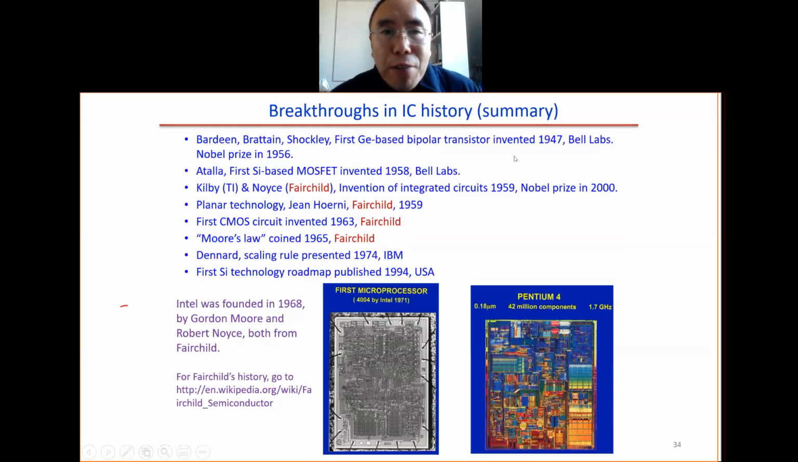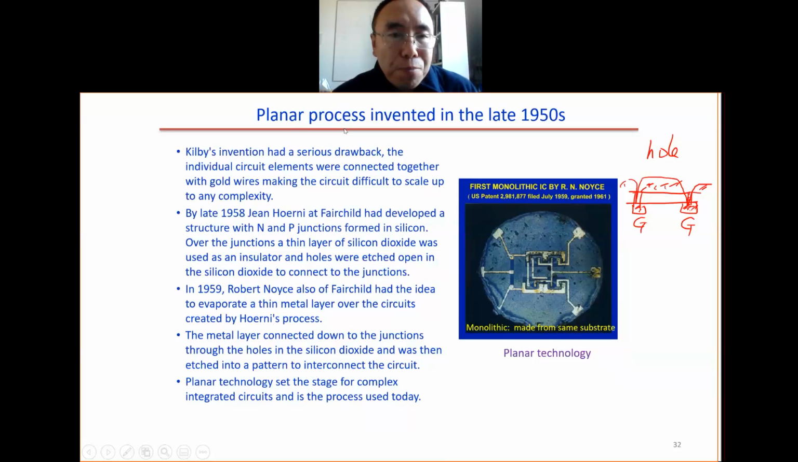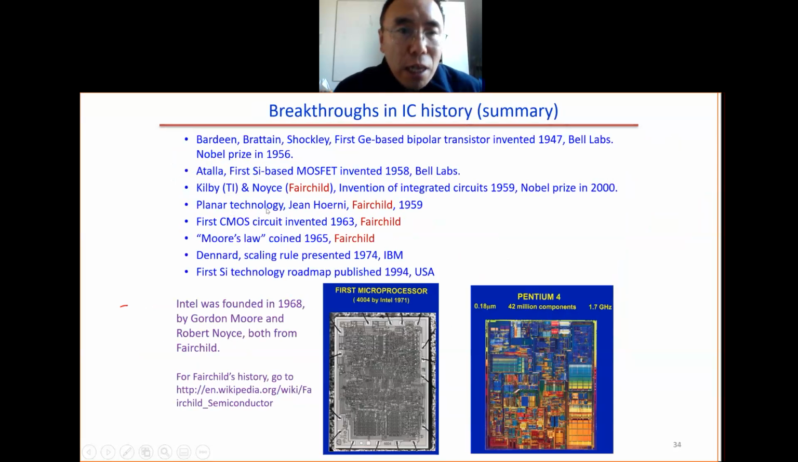So this is the summary of the IC industry. In 1947, three people from Bell Lab invented transistors. They won the Nobel Prize in 1956. In 1958, Atalla made the first MOSFET transistor. Later on, Kilby from Texas Instruments and Noyce from Fairchild invented the integrated circuit. They won the Nobel Prize in the year 2000. Then in 1959, Jean Hoerni, we have the planar process. This is very good technology, planar technology. And today we also use planar technology.